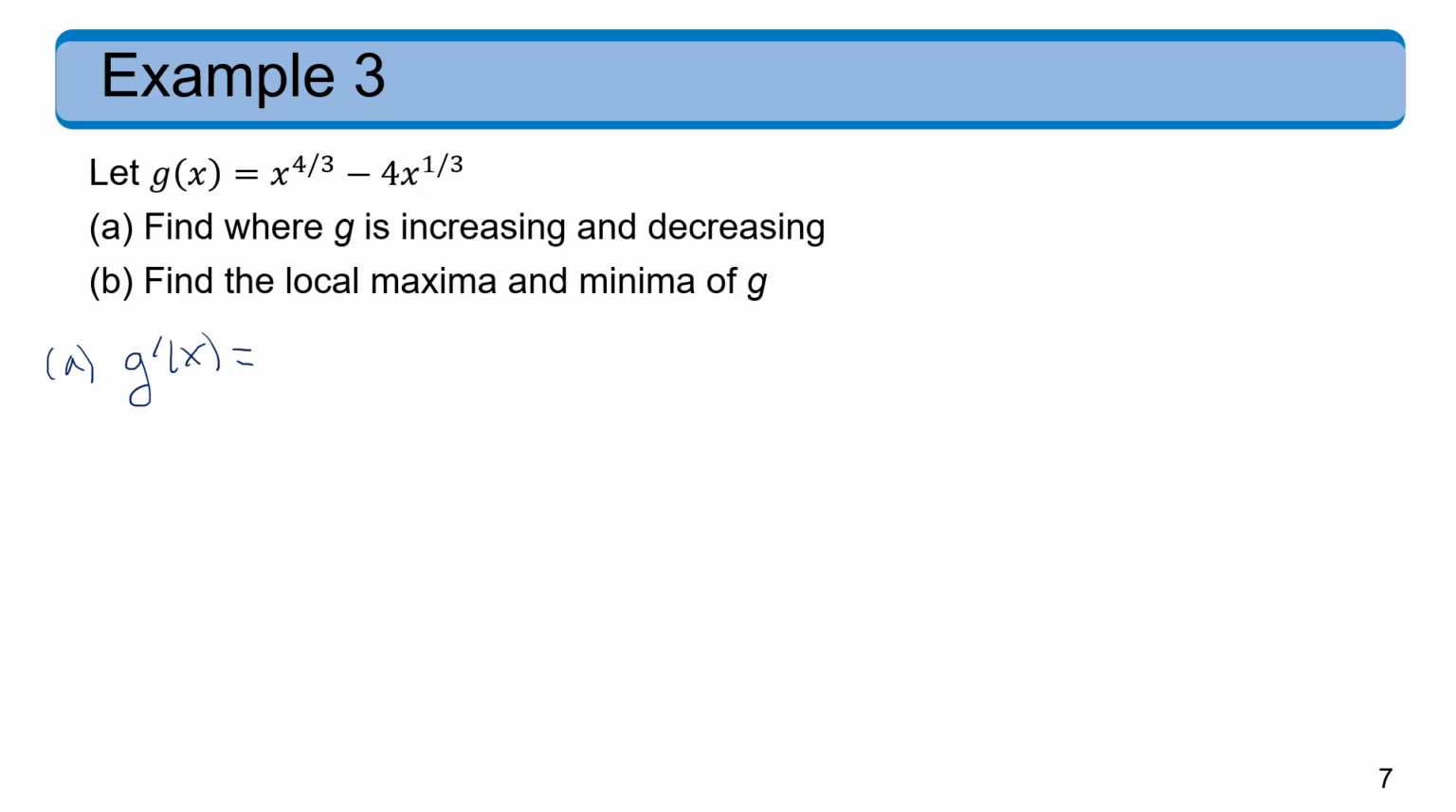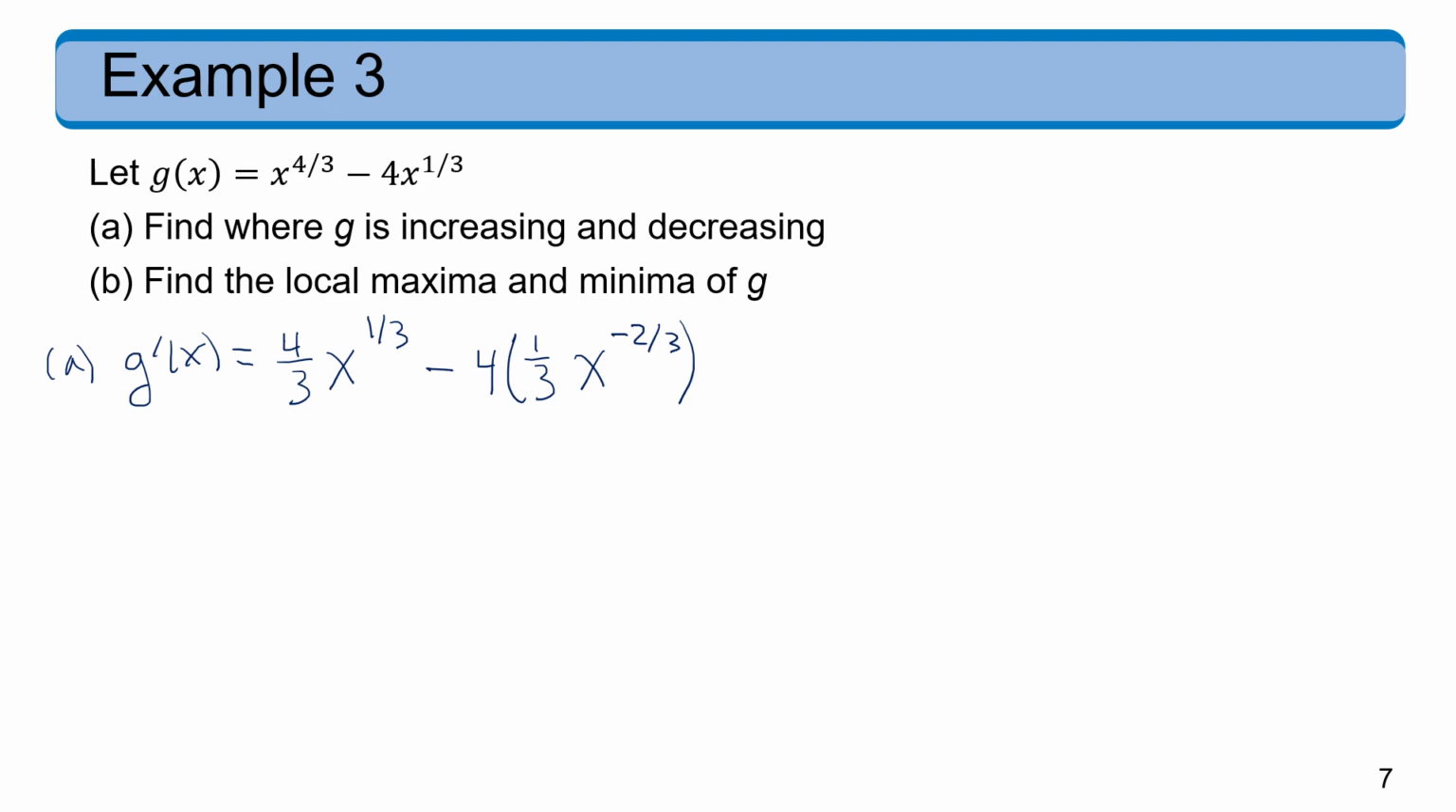Because it's a difference, we can just take the derivative of each term individually. With x to the 4/3, we use the power rule. So we bring the 4/3 down in front, reduce the power by 1. So 4/3 minus 1 is the same as 4/3 minus 3/3, which is 1/3. On the second term, we've got minus 4. We just carry along the 4. Now the derivative of x to the 1/3, we use the power rule. So we bring the 1/3 down in front, reduce the power by 1. So 1/3 minus 3/3 is negative 2/3.